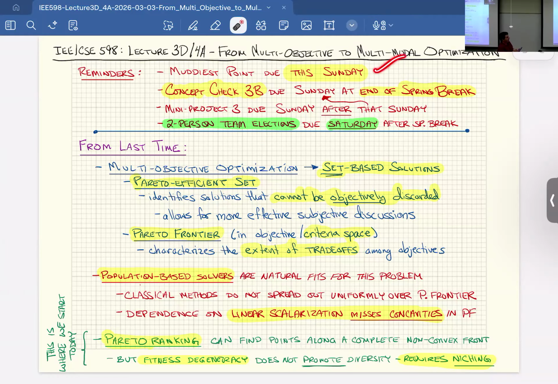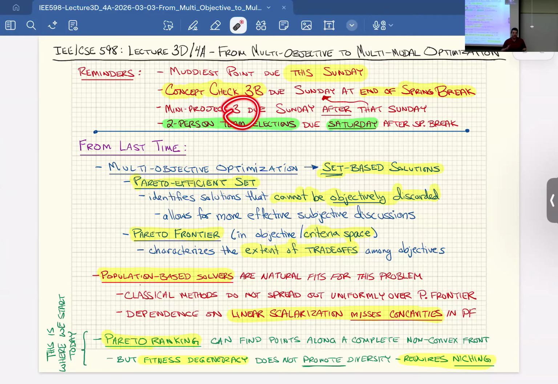So Money's Point, of course, due this Sunday. There is the second concept check from this unit. It's not due this Sunday. It's due the Sunday at the end of spring break. So spring break, I think, next week. Then there's mini project 3.